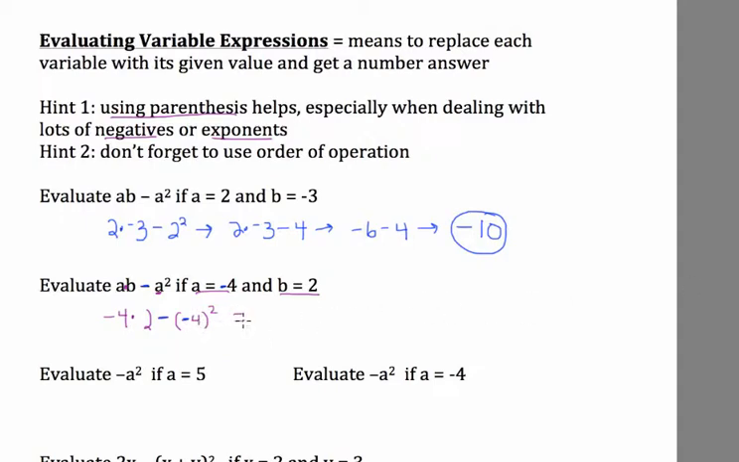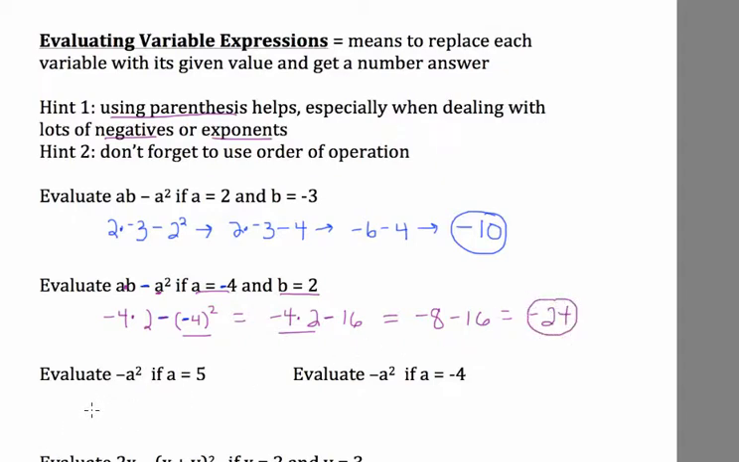Now we'll just use order of operation to solve our problem. I'm going to first do the squared. Negative 4 squared. Negative 4 times negative 4 is 16. So I'll replace that piece with a positive 16. Remember, this negative sign from the formula is still there. Next, order of operation tells me to multiply. Negative 4 times 2. That makes negative 8. And I still have my minus 16. Negative 8 minus 16 is negative 24, our answer.